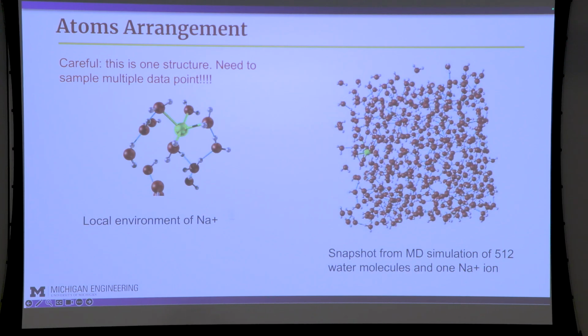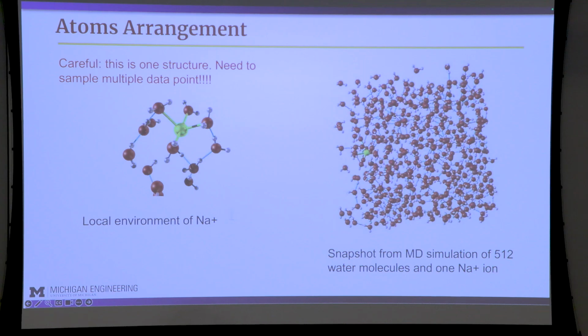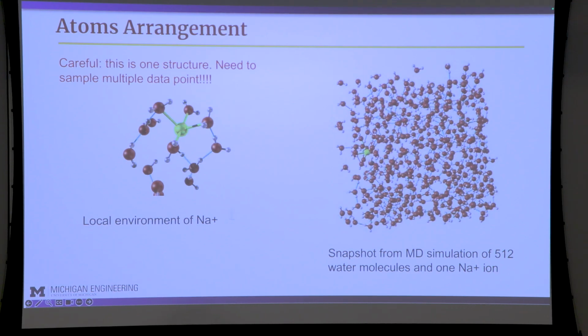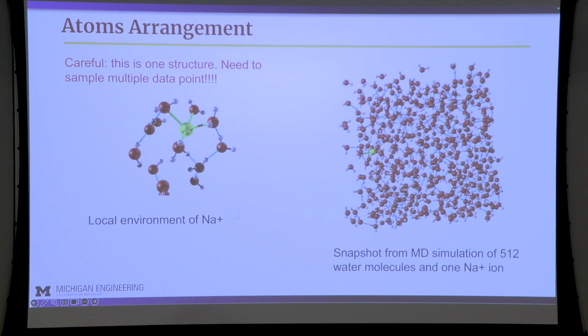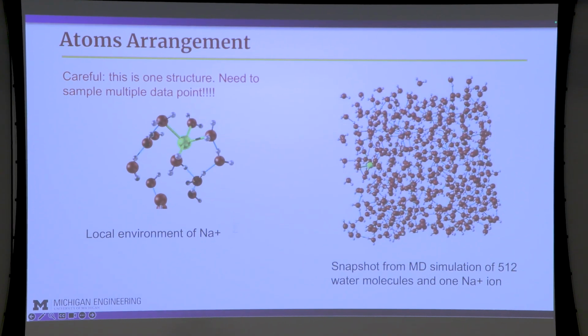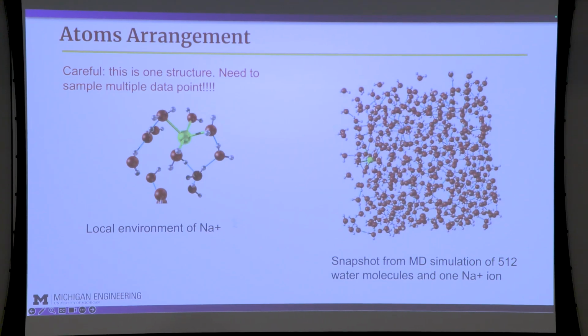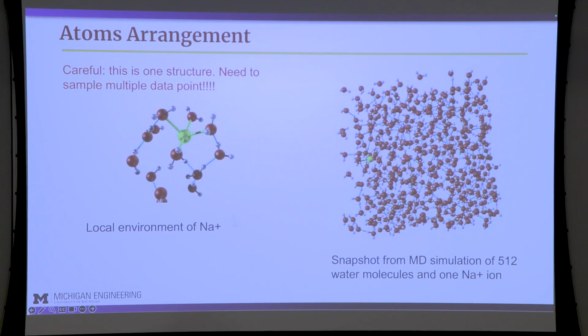And then the simplest thing you can do is to get a snapshot. You can say, around my sodium, the water molecules are arranging in this way. You can see some preferred attachment, how many attach, but be careful. This is one structure, okay? You need to sample multiple data points. You cannot tell me that the result is this, because this is one trajectory.